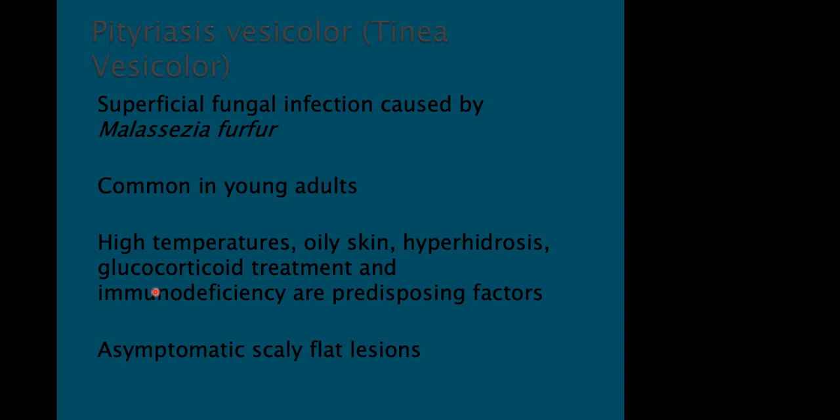All right. So pityriasis versicolor is caused by Malassezia furfur. It used to be called Pityrosporum ovale. It's quite common in young adults. High temperatures, oily skin, hyperhidrosis, and use of corticosteroids tend to be predisposing factors.